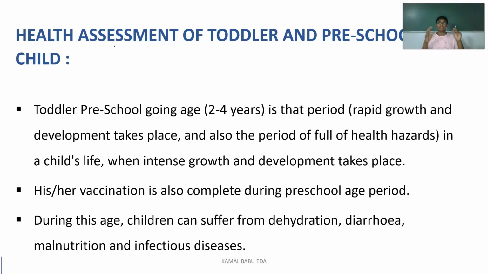Here, for the toddler or preschool child, the age group is 2 to 4 years. In this period, rapid growth and development takes place, and it is also a period of many health hazards in a child's life. With intense growth and development taking place, there are more chances for health hazards to occur. Vaccination is also completed during the preschool and toddler age period.